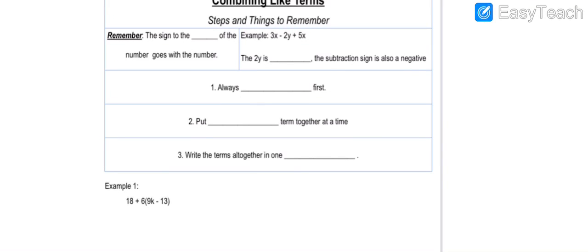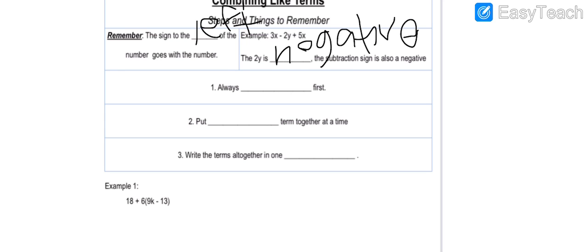Okay, so this is the back of the notes. I'm going to continue the notes. The sign to the left of the number goes with the number. For example, if you look at the example, the 2y is a negative because that sign to the left of the number is associated with the number. So that's what we would say is a negative.